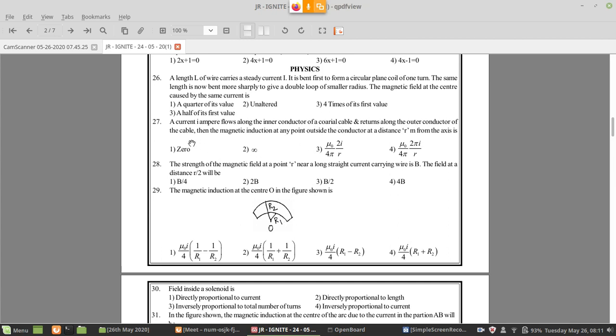Right. Next question. A current I ampere flows along the inner conductor of a co-aerial, that is not co-aerial actually, it's a print mistake, it is coaxial cable and returns along the outer conductor of the cable. Then the magnetic induction at any point outside the conductor at a distance R from the axis. It is obvious that the same current is flowing in two different, that is opposite, directions. So the magnetic field is going to cancel.